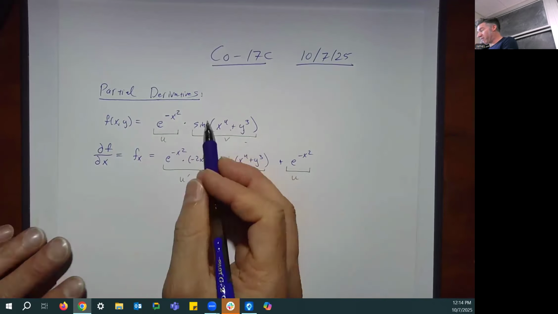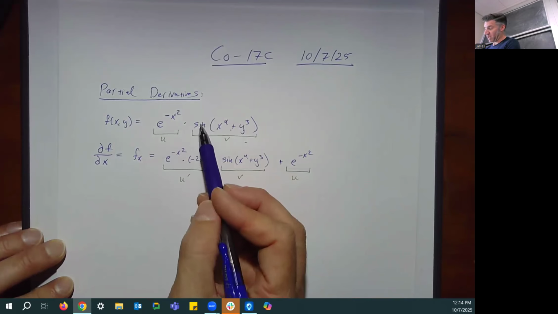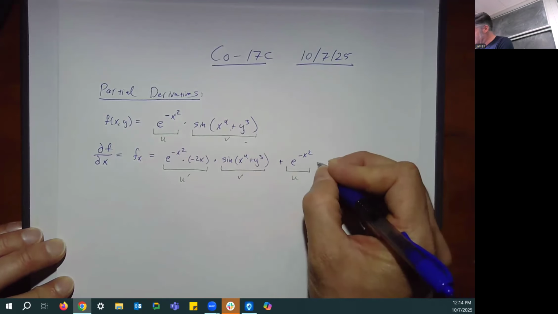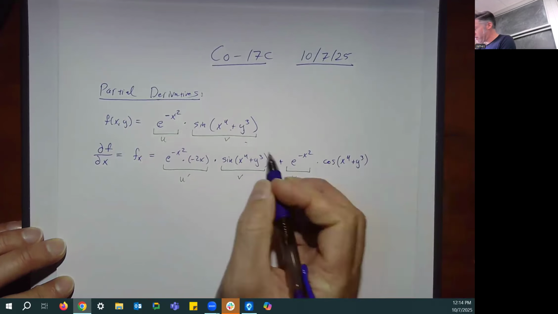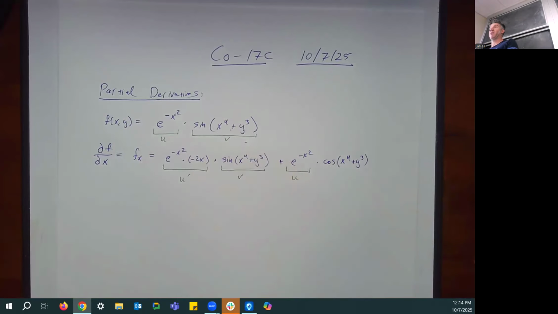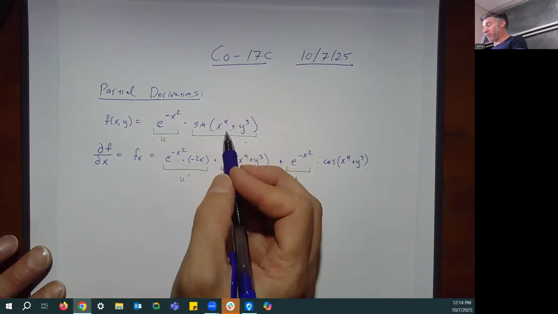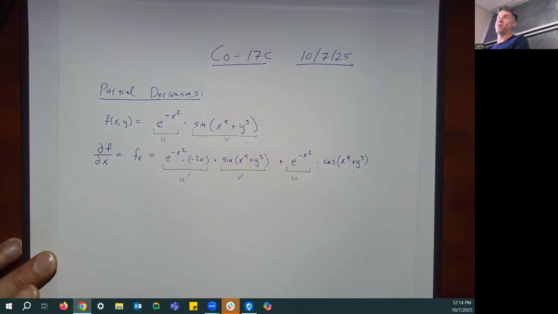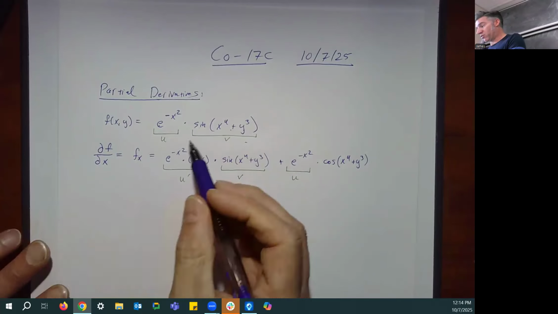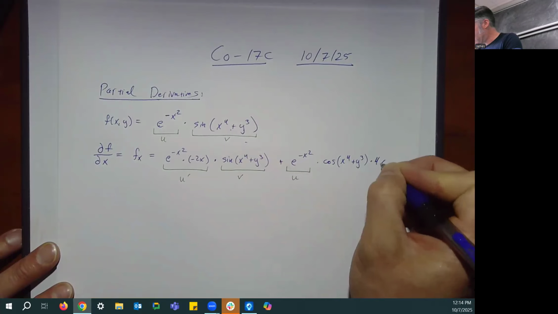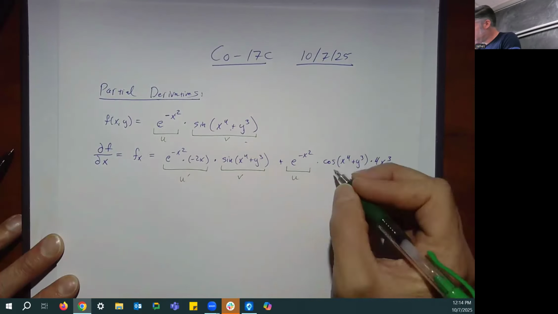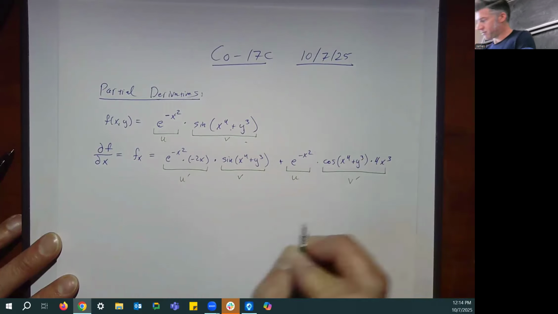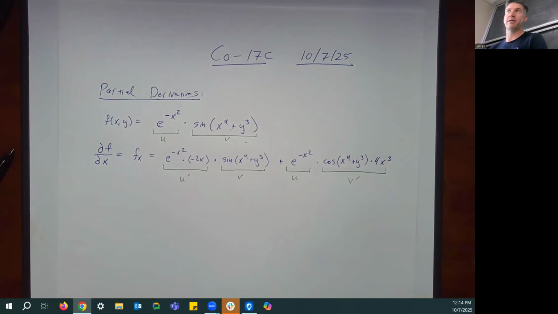And then the derivative of v is going to be, well, the derivative of sine of something is cosine of that thing, and then we have to multiply by the derivative of the inside. Now, this is where we have to pay a little bit closer attention. The derivative of x to the fourth plus y cubed with respect to x, aka treating y as a constant: the derivative of x to the fourth is 4x cubed, and the derivative of y to the third is 0. So there's del f del x.